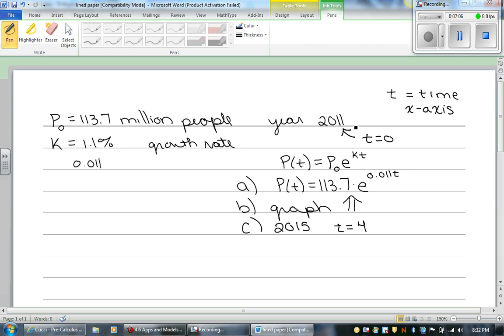We're not going to put in 2015. That's going to give us an outrageous value. So you have to make sure you read carefully and see how we're using the function itself. Okay, so in order to determine or estimate the population in 2015, we're going to take that t and we're going to evaluate the function at 4.